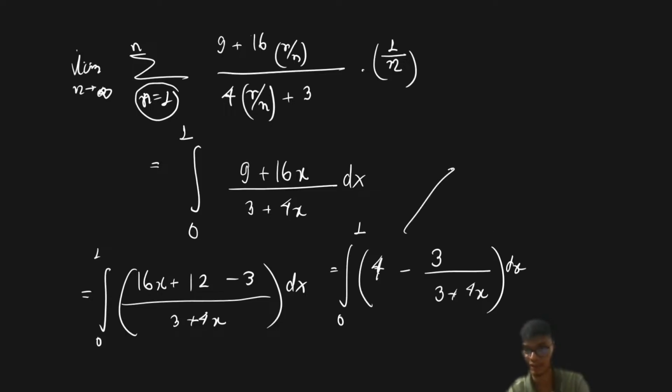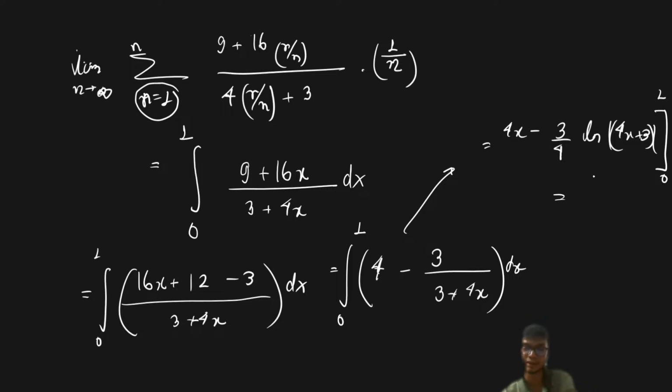Now if you simplify this part further, the result is going to come out as 4x minus 3 by 4 natural log of 4x plus 3, with the given limit 0 to 1, and therefore if you simplify this further, the result is going to be 1 minus 3 by 4 natural log of 7 upon 3, and that is going to be the result of this problem.